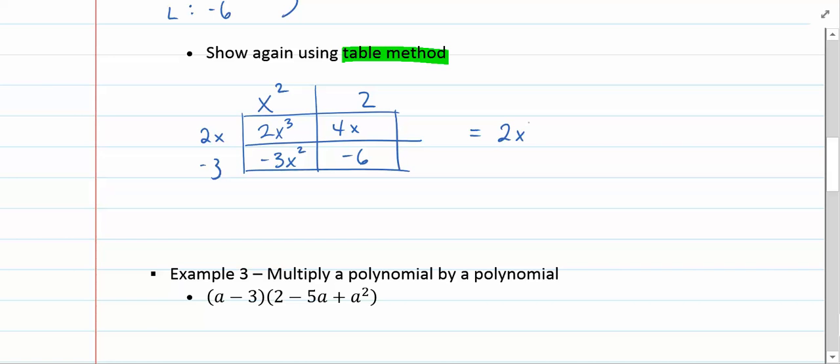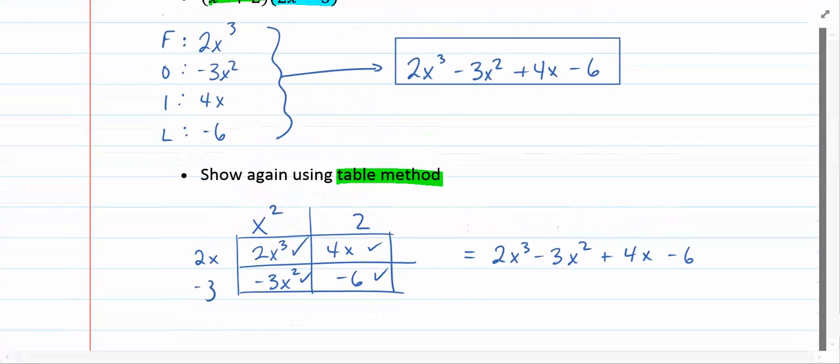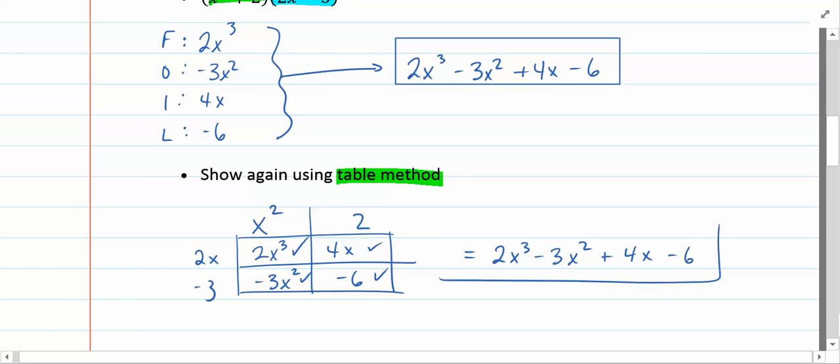And with all 4 of these boxes completed, we can then write our final answer. And we'll collect like terms along the way, although there aren't any this time. So there's 2x cubed minus 3x squared plus 4x minus 6. And this result matches the result that we got before, which is good. And it goes to show that either method is appropriate.